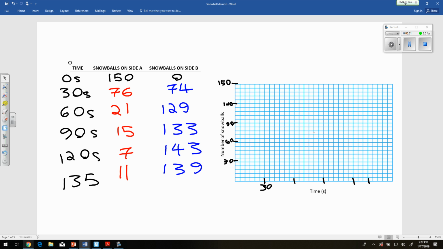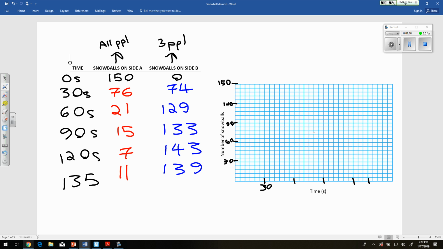As you can see, at 0 seconds, we had 150 snowballs on side A and 0 snowballs on side B. At 30 seconds, we had 76 snowballs on side A and 74 snowballs on side B, and so forth. Remember, side A is the one with all the people, and side B was just the one with the 3 people. The side with more people started with all the snowballs, and as you can see, the side with most of the people ended up with fewer snowballs because they had a higher number of people to throw the snowballs.